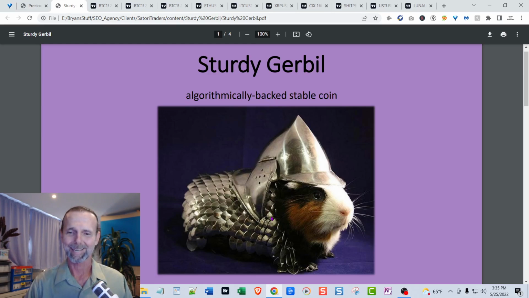And just as an aside, this chainmail suit was for sale a couple of years ago. It was on eBay, actually sold for $10,000. So somebody paid $10,000 to get this. It's a handmade chainmail suit for a gerbil, and just cute as all get out. So this is my new stable coin, Sturdy Gerbil.